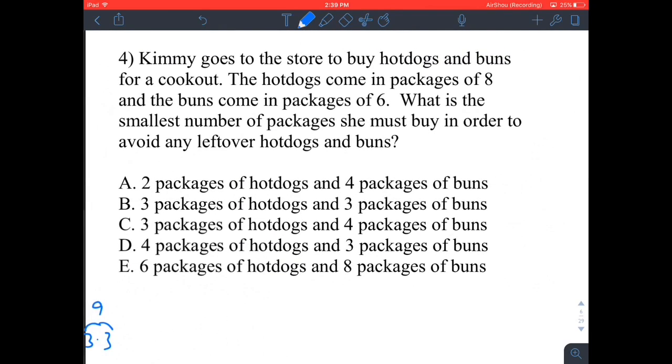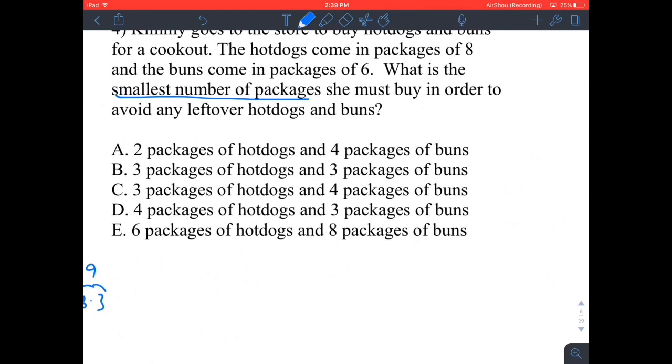Kimmy goes to the store to buy hot dogs and buns for a cookout. Hot dogs come in packages of 8, and the buns come in packages of 6. What is the smallest number of packages she must buy in order to avoid leftovers? This is looking for the least common multiple.